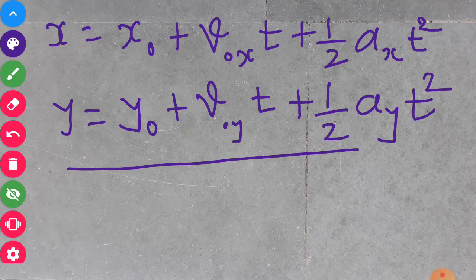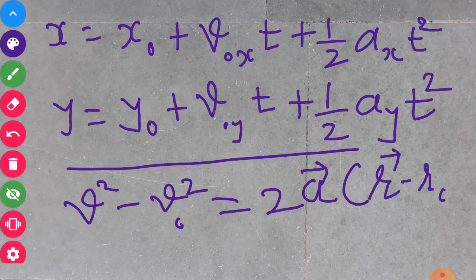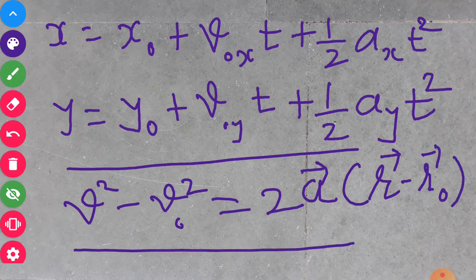This way you can derive the final formula that we have derived: v square minus v0 square is equal to 2a, and displacement is nothing but r minus r0. This you can easily derive on your own. Okay, thank you very much.